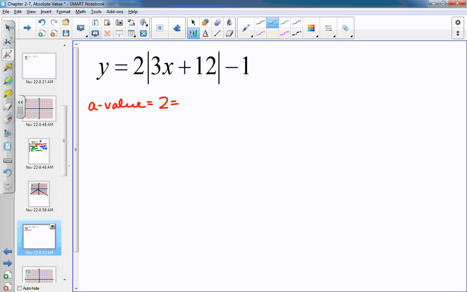So what does that mean? First of all, is it positive or negative? It's positive. So if it's positive, do I have a valley or do I have a mountain? I have a valley. Very good. Which means if I have a valley, do I have a maximum or do I have a minimum? I have a minimum point.